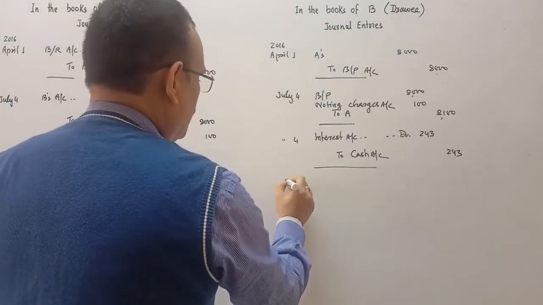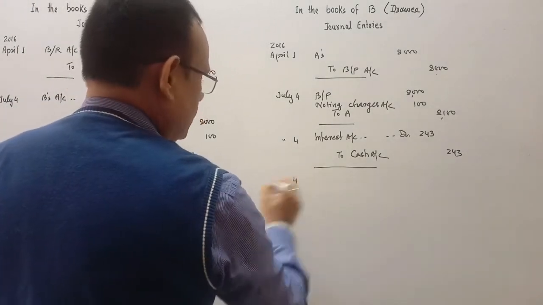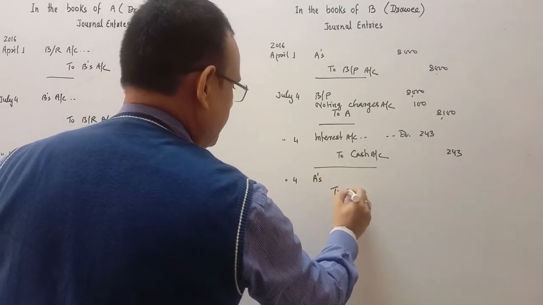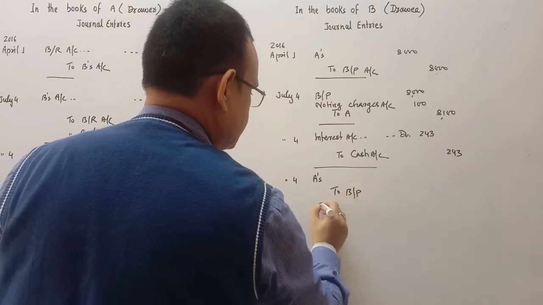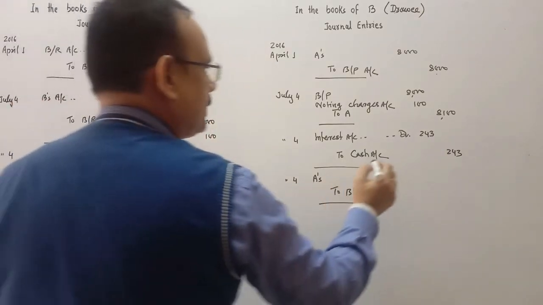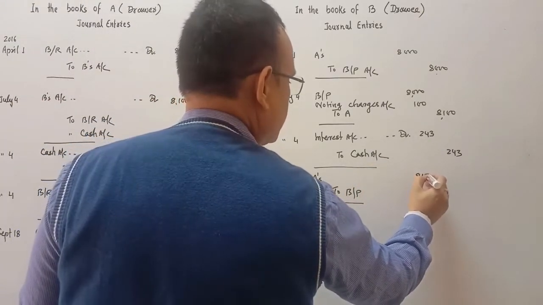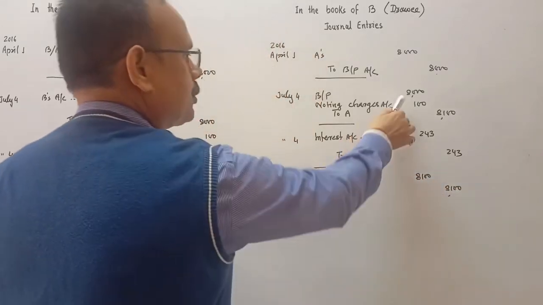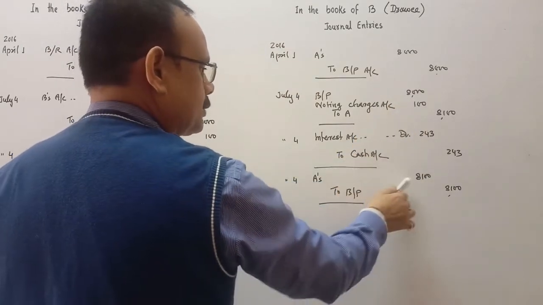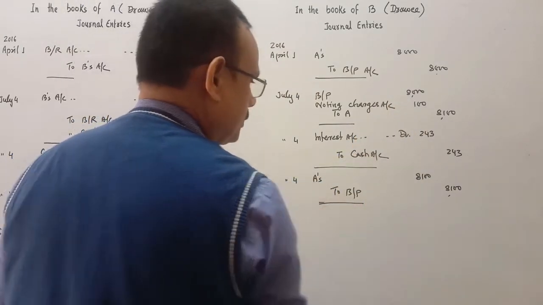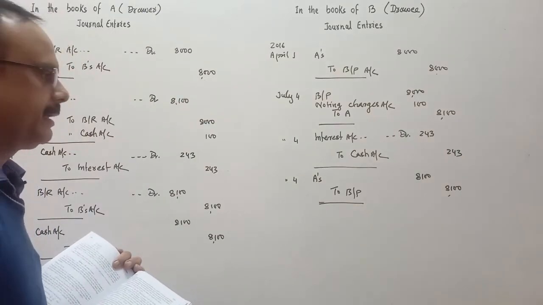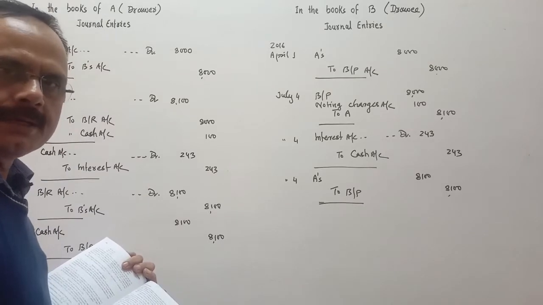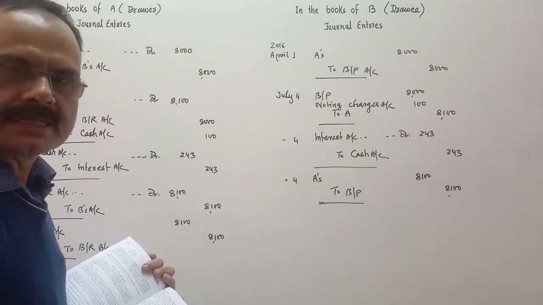Next, a new bill is accepted, so he will write A's account debit to bills payable. New bill is accepted. So the new bill is of 8,100. Amount of the bill plus noting charges, these two will be added and the new bill is drawn. In the narration he will write: being new bill is accepted, including noting charges rupees 100.